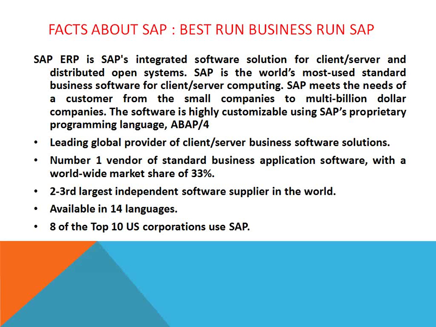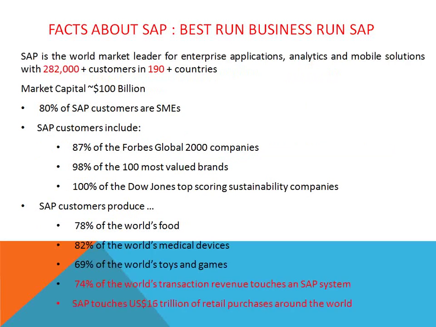So second to third largest independent software supplier in the world, available in almost 18 plus languages. So if you can see the financial reporting in different languages, you can also see. That's why out of top 10 US corporations use SAP. That's the reason basically they are getting popular.